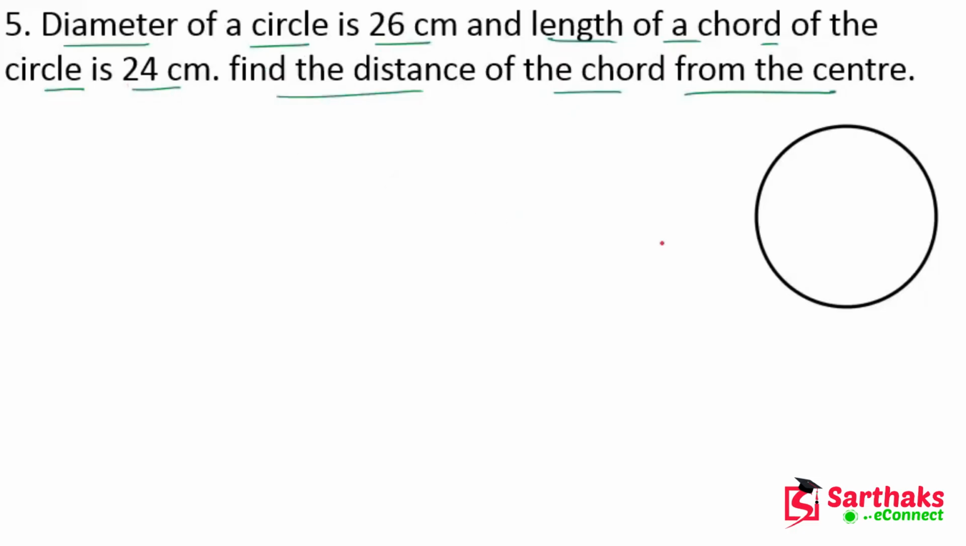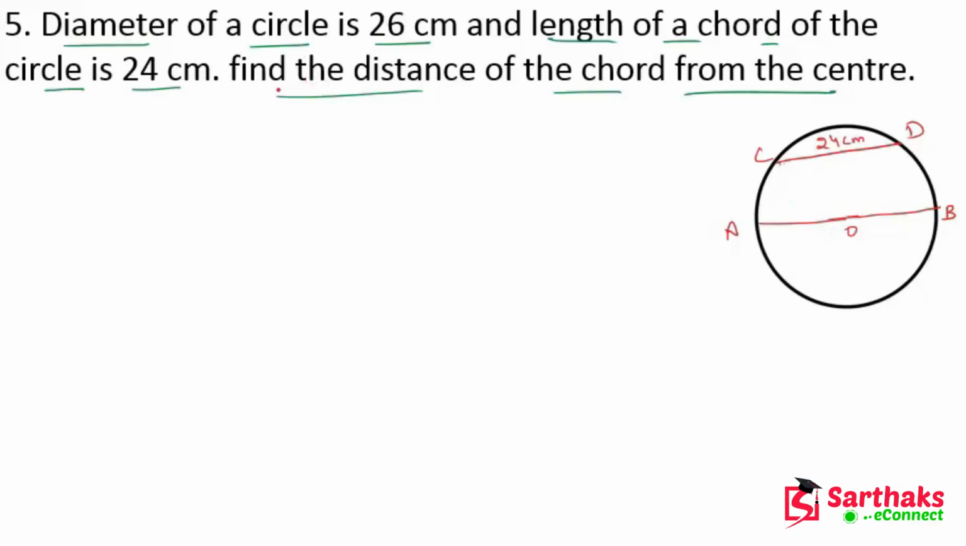So according to this question, let's suppose we have a circle like this, and we have a diameter. Let's suppose this is center O, and this is the diameter, A and B, which is equal to 26 centimeter. And the length of a chord of the circle is 24 centimeter. Let's suppose we have a chord like this. This is CD, which is 24 centimeter.